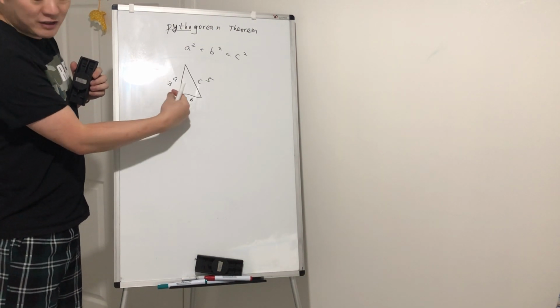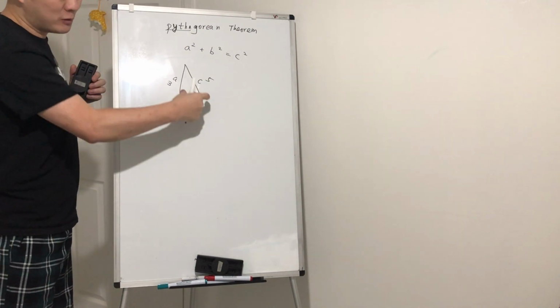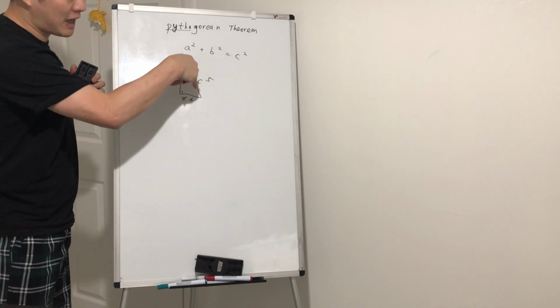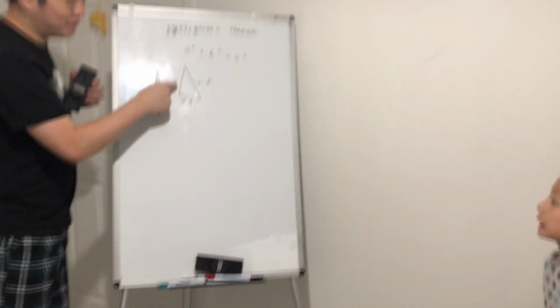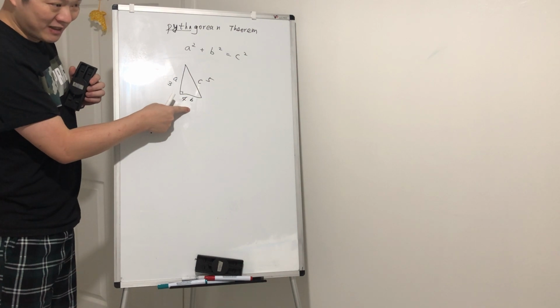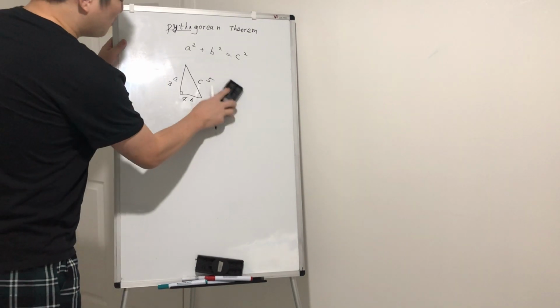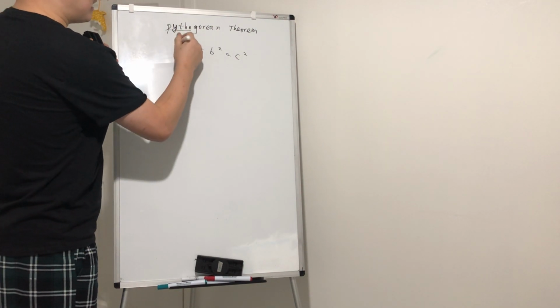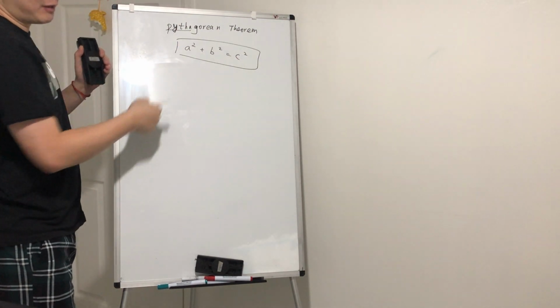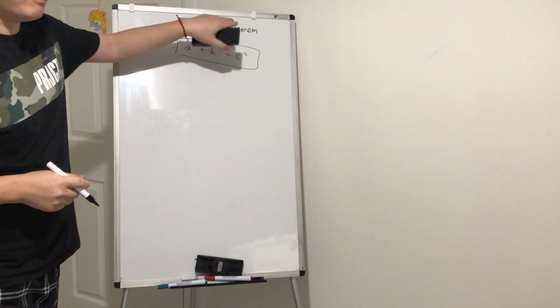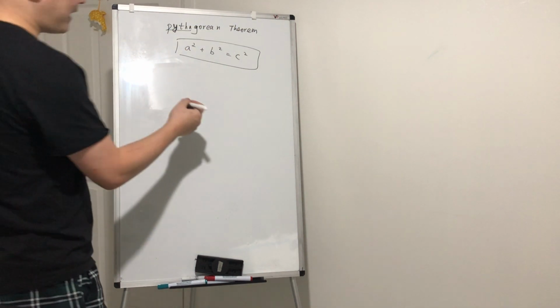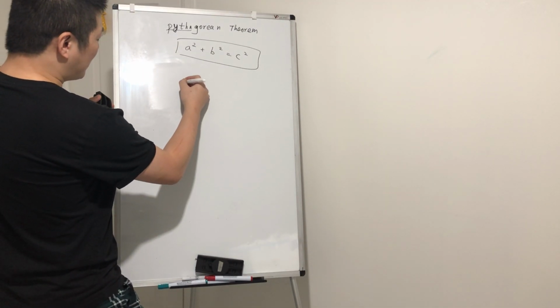If it's a right triangle and you know any two sides, if you know C and you know A, you can know B. You can calculate the other side given two sides. So this is very, very important mathematics called the Pythagorean theorem. So how do we get that? Look, so this is the triangle.